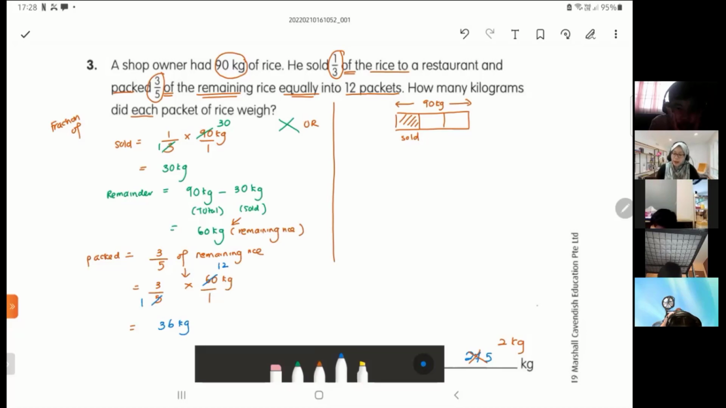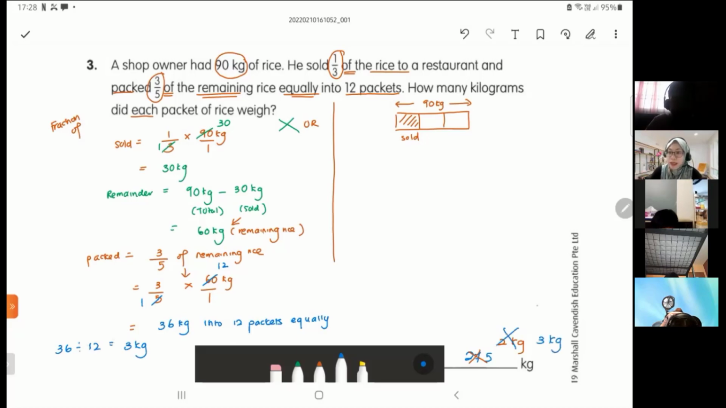So I packed 36 kg into 12 packets equally, right? So how do I find each packet? 36 kg divided by 12 packets, okay? Equals 3 kg. So the answer is not 2, but 3 kg.